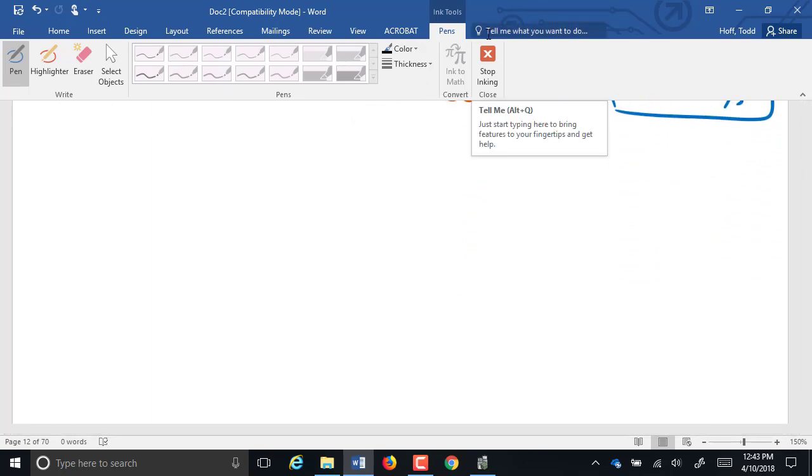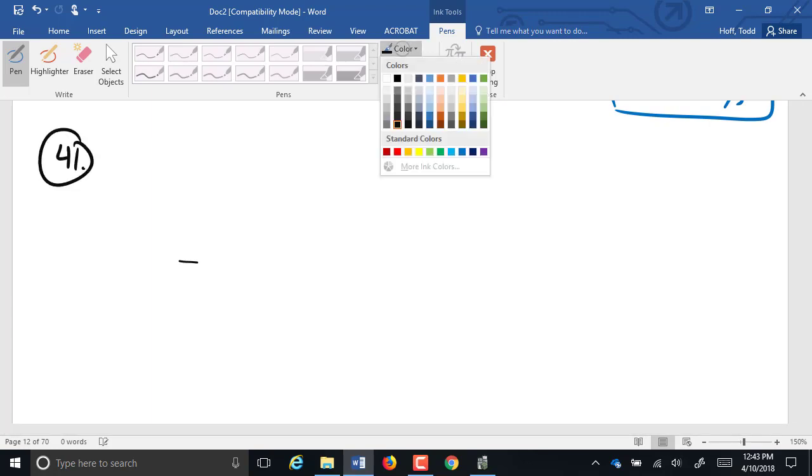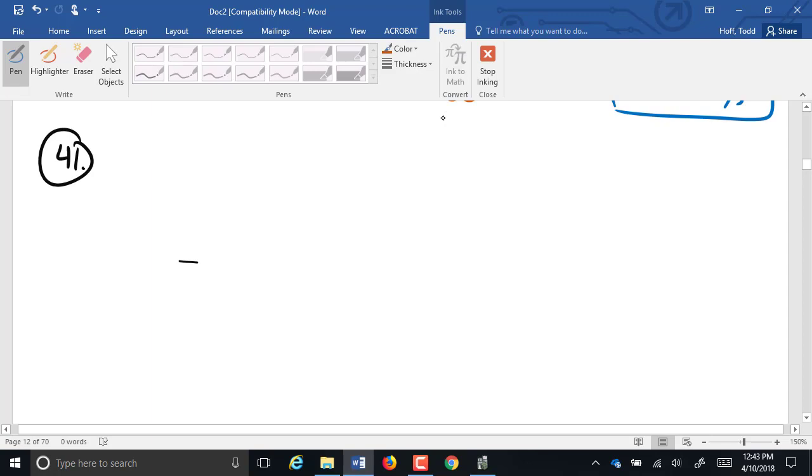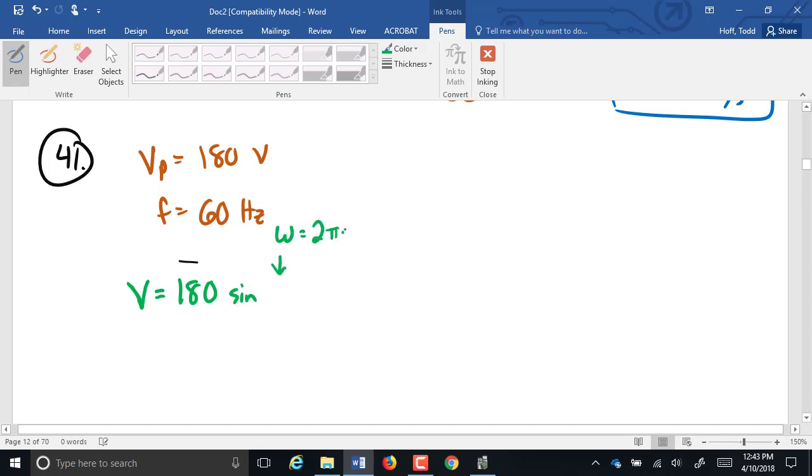Let's do number 41. Number 41, we're asked to write the equation of the AC sine wave with a given condition. Our peak voltage is 180 volts. Our frequency is 60 hertz. So that means our voltage is always the peak that multiplies the sine, so 180 times the sine. What goes in here is always omega, which is equal to 2 times pi times the frequency. That's going to be 120 pi times t.